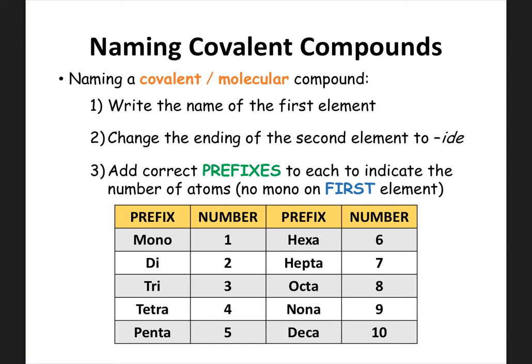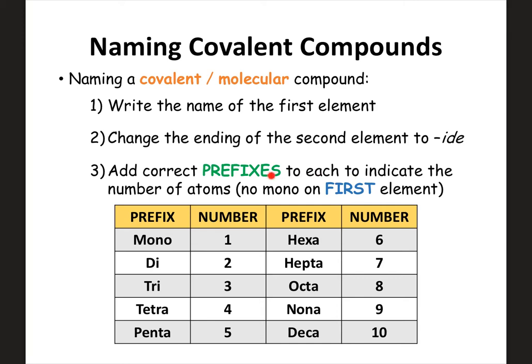So the first thing you do, once you look at a compound and you say, okay, these are 2 nonmetals, then you know it's covalent and you have to follow these steps. The first thing you do is you just literally write the name of the first element, whatever it is in the formula. And then you take the second element and you change the ending to IDE. That's very similar to ionic. But the difference here is you have to use prefixes to indicate the number of atoms of each of those two elements. The formula will tell you how many there are of each, so you have to use the correct prefix to indicate that.